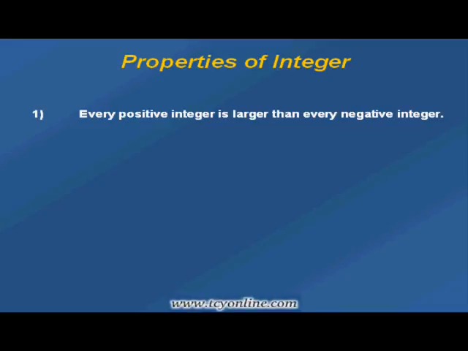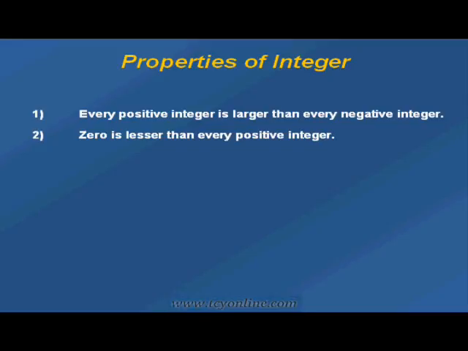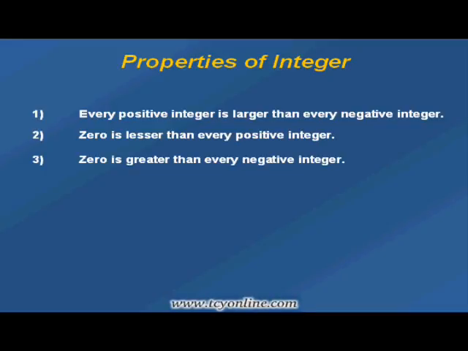The first property states that a positive integer is always greater than any negative integer. For example, 2 is greater than negative 3. According to the second property, 0 is lesser than every positive integer, or we can say that every positive integer is greater than 0. For example, 1, 5 and 11 are positive integers and hence they are greater than 0.